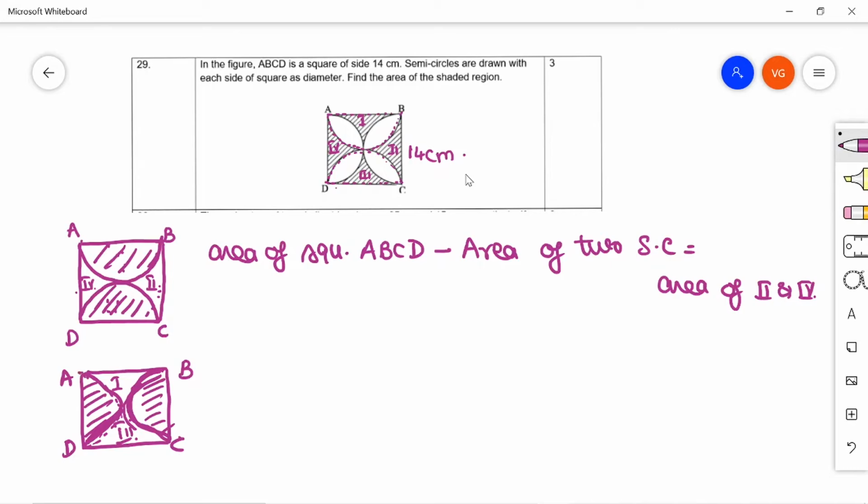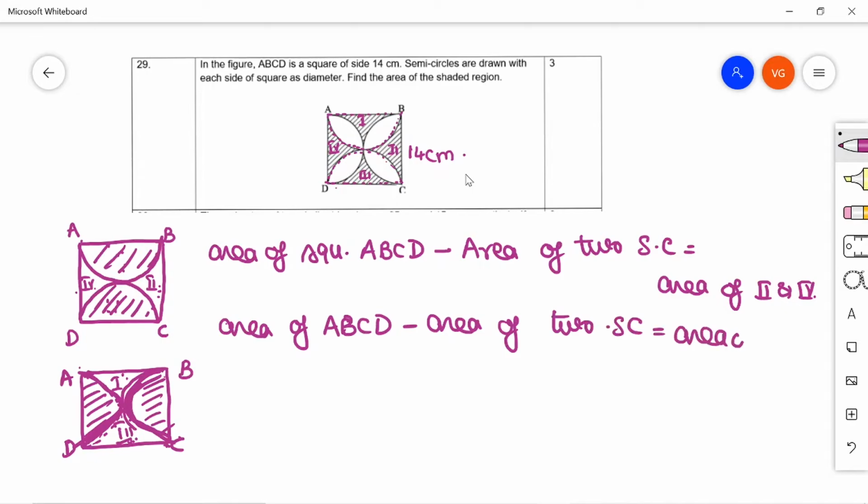So if you have a square ABCD and I cut off these two semicircles, then the area left is only 1 and 3, right? So write it down. Area of this square ABCD minus area of these two semicircles is nothing but area of 1 and 3. So what we need? We need the area of 1, 2, 3, 4. So let us add these two so that you will get the area of 1, 2, 3, 4 regions.